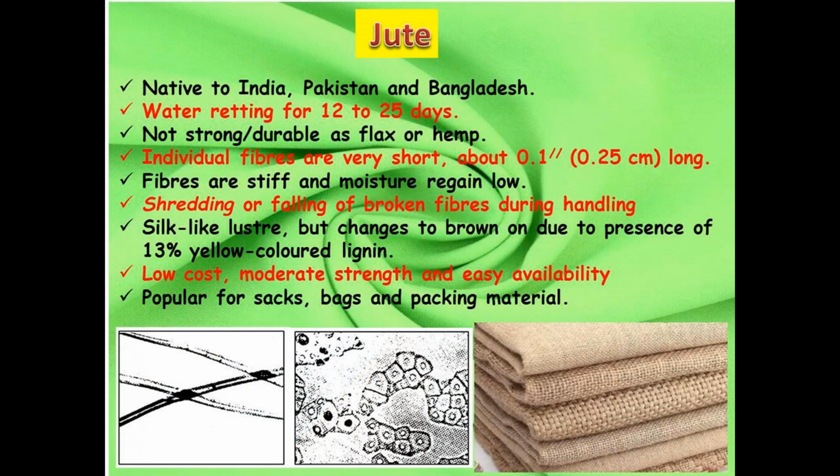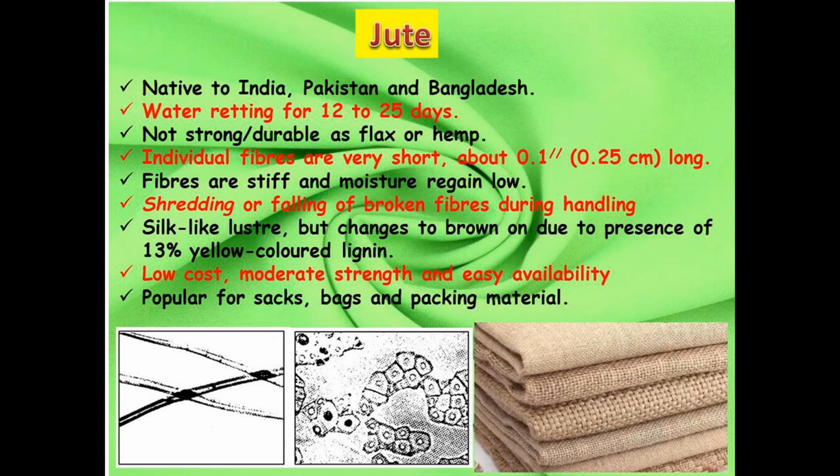Jute. Jute is native to India, Pakistan and Bangladesh. It requires water retting for 12 to 25 days. It is not as strong or durable as flax or hemp. Individual fibers are very short, about 0.1 inch, that is 0.25 centimeter long, and a number of short fibers are bundled together by an adhesive called lignin.